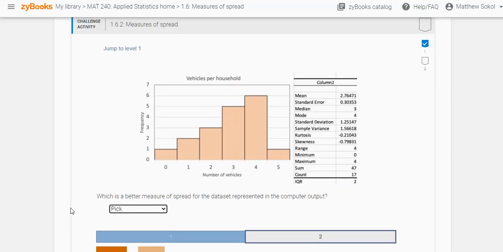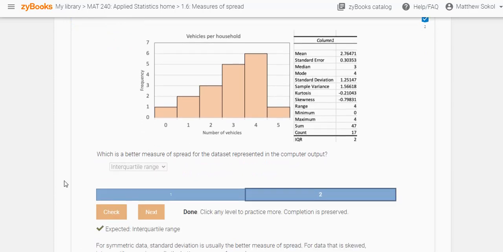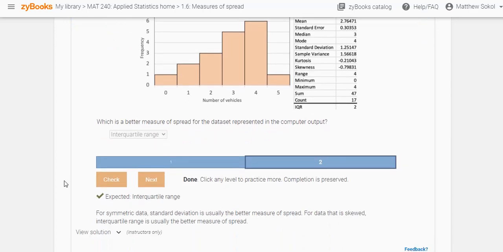All right, so looking here now, this looks like vehicles per household, and you see the descriptive statistics here, and it says, what is a better measure of spread for the data represented in the computer output here? And your two options here are the interquartile range and the standard deviation. In this case, it actually would be the interquartile range. For this type of data, the standard deviation is not the best measure. For data that is skewed, like if you look up here, this is left skewed. For symmetric data, the standard deviation is better. But for skewed data like this, the interquartile range is better.